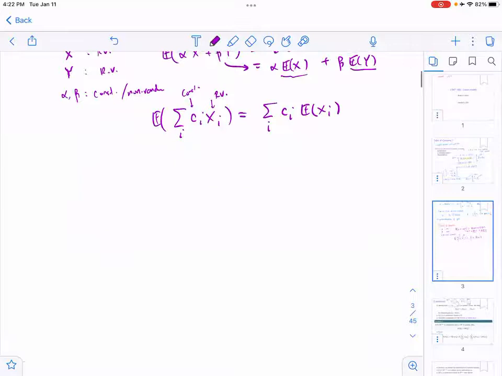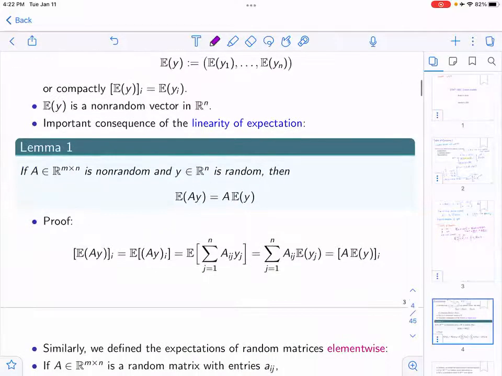So if I have a bunch of these linear combinations, put them together, I can write it as a matrix times vector operation. If I have a non-random matrix A and a random vector Y, and the dimensions match, so that A times Y makes sense, this would be a vector in R^m. So this is another random vector whose elements are just linear combinations of Y with different coefficients.